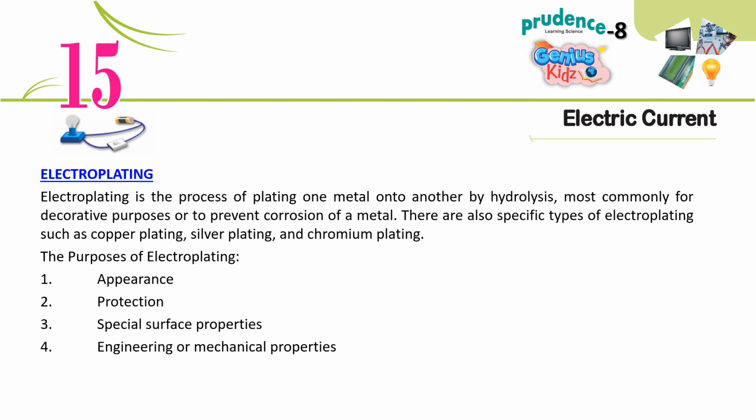Electroplating. Electroplating is the process of plating one metal onto another by electrolysis, most commonly for decorative purposes or to prevent corrosion of a metal. There are also specific types of electroplating such as copper plating, silver plating, and chromium plating. The purposes of electroplating: 1. Appearance. 2. Protection. 3. Special surface properties. 4. Engineering or mechanical properties.